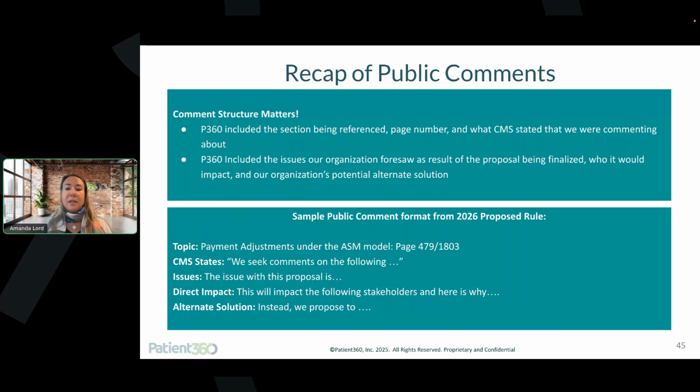Another win is that ASM participants that are part of a small practice are also going to be able to report at the TIN level. So that was a win. It was definitely a modification, because initially it was just that everyone will report at the individual level. And for small practices, that's really hard.